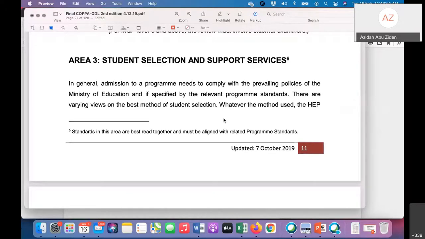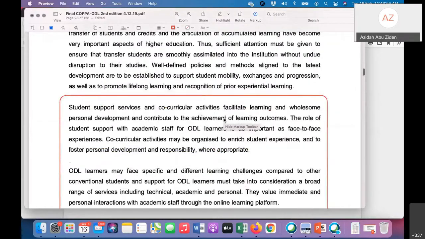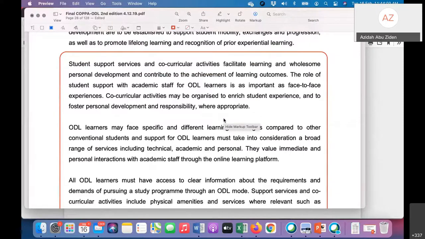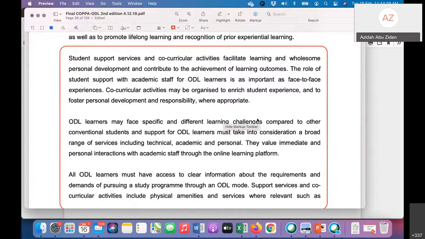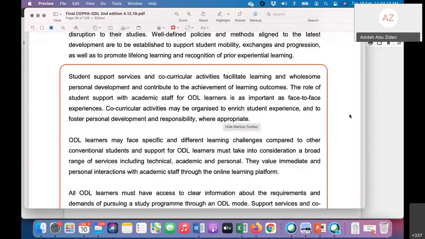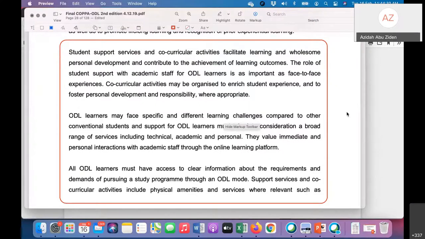Okay. Then, student support services. One thing that you need to remember: in a conventional, non-ODL program, we have to provide curricular and co-curricular activities. So for ODL students, how? You need to highlight that. Usually for ODL adult learners, for example part-time, we understand that they may not be able to follow the co-curricular activities provided by the HEP.